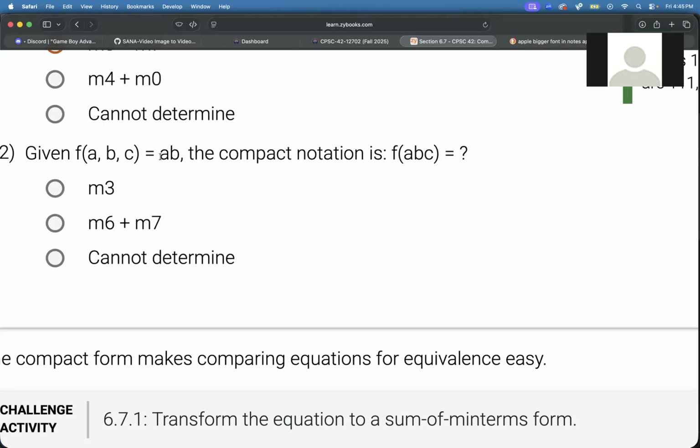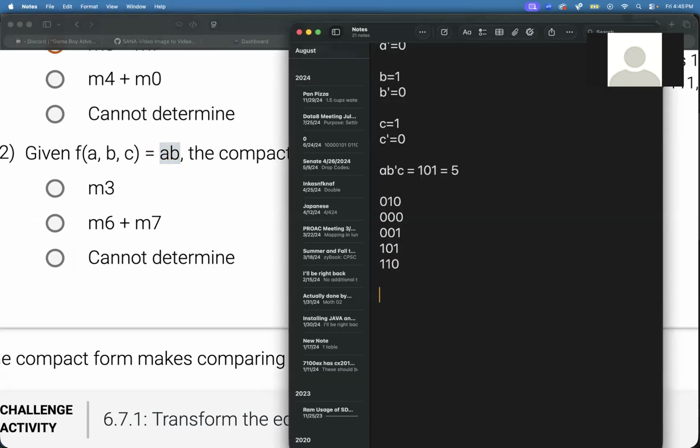Now here it says if f of ABC is AB, the compact notation is what? Well, they're being sneaky here, right? Because they gave you AB, and what they wanted you to do, so this is wrong. What they were trying to trick you into doing is saying that AB is 1, 1, which is 3. So you'd select M3, but that's not right because AB is actually AB C plus not C, right?